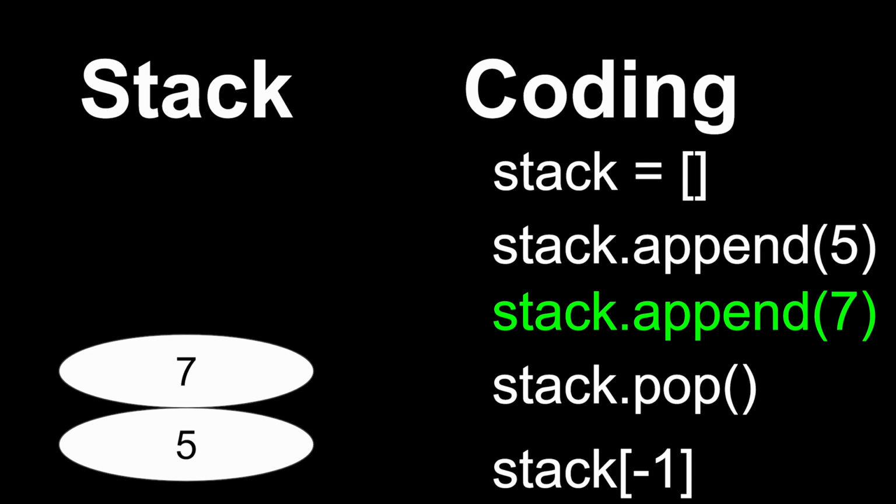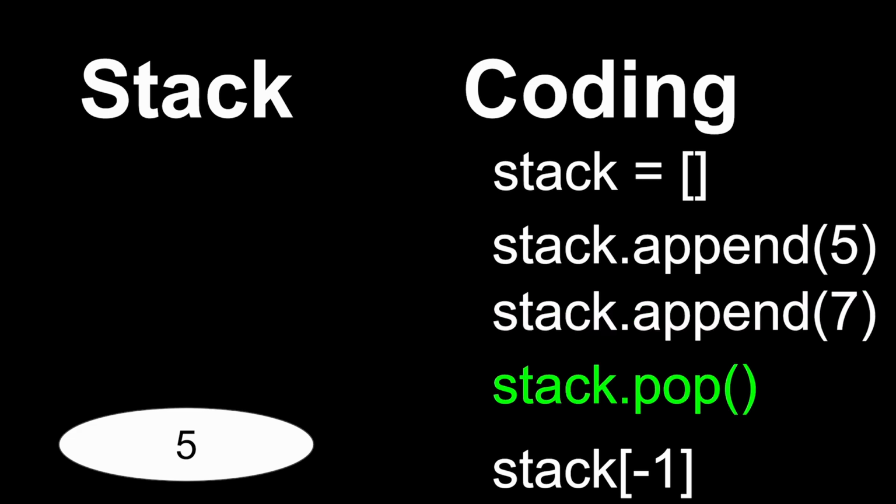Again, we execute a push operation. So we push 7 into the stack. So now the stack has 5 and 7. Now we execute a pop operation. So we pop the top data from the stack, which is 7. So now 7 is removed from the stack.